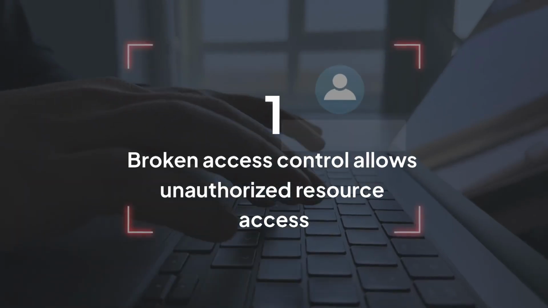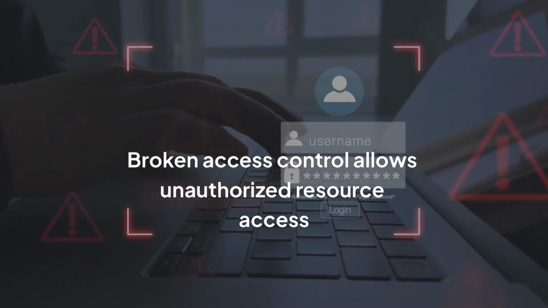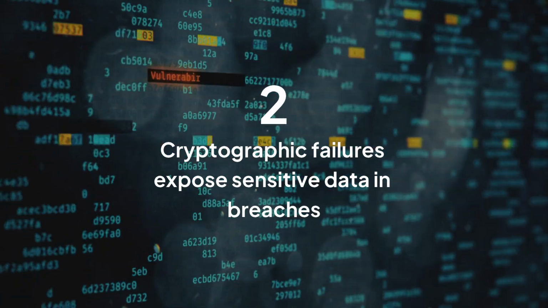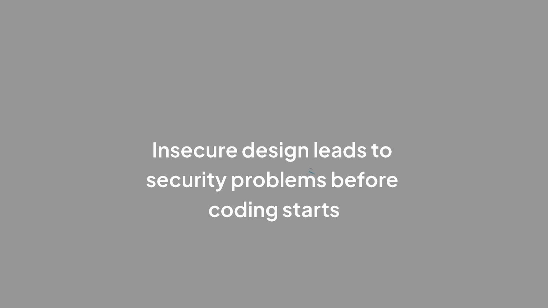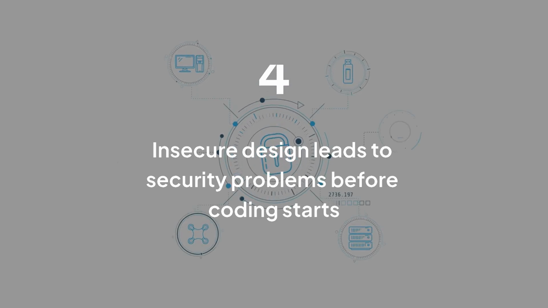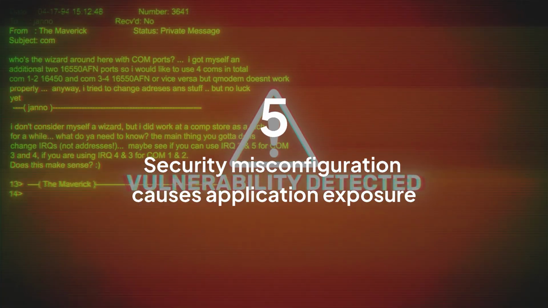Summary. Let's quickly recap. Broken access control lets users access resources they shouldn't. Cryptographic failures expose sensitive data. Injection executes malicious commands. Insecure design creates security problems before coding even begins. Security misconfiguration leaves applications unnecessarily exposed.